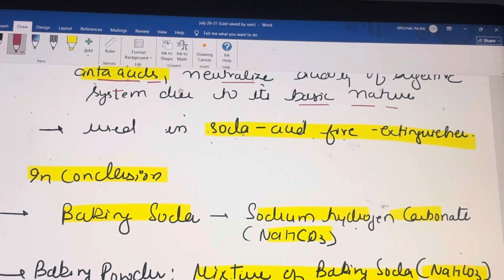And this baking soda is used as a soda acid fire extinguisher because of the production of CO2 when we are heating this baking soda, and this CO2 works in extinguishing fire.